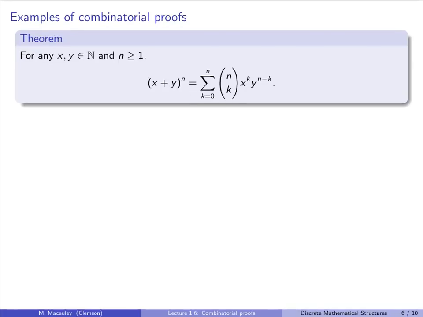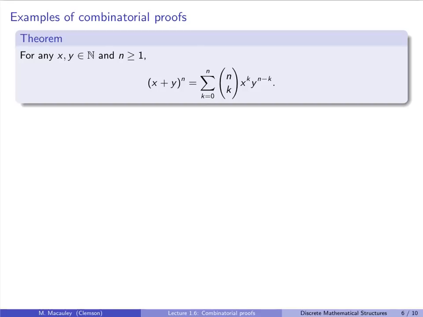You can explain it if you want to, but I think it's fine to say that. Here's our next example. Now I'm going to actually prove something a little bit weaker. So this theorem, I'm going to say that for any natural numbers x and y, and n at least 1, although it really holds for n equals 0 as well, but it's trivial then, x plus y to the n is the sum from 0 up to n of n choose k, x to the k, y to the n minus k.